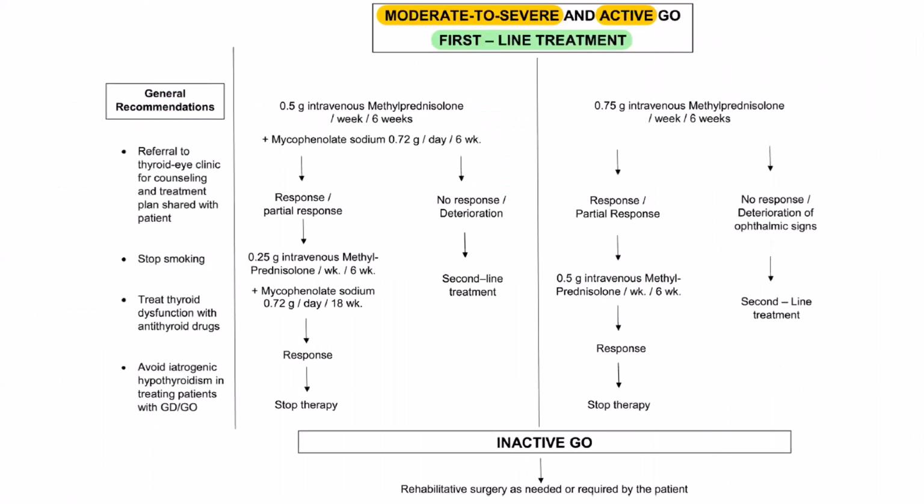What about moderate to severe Graves' orbitopathy? We have two lines: first-line therapy and second-line therapy.